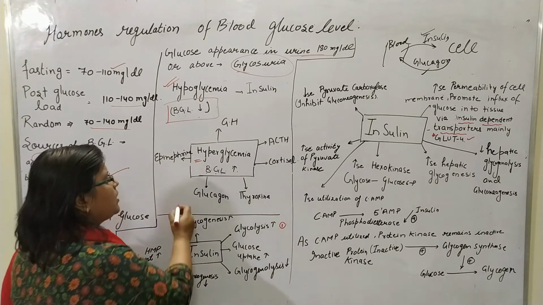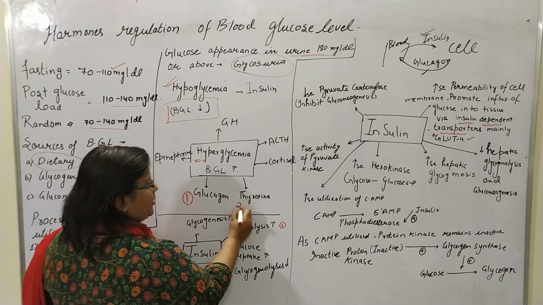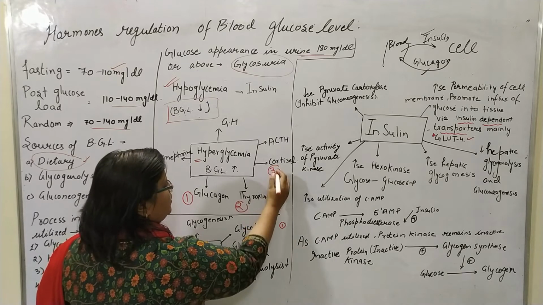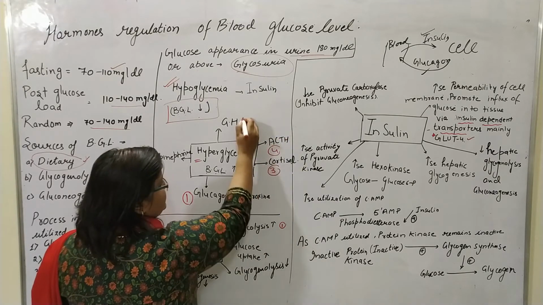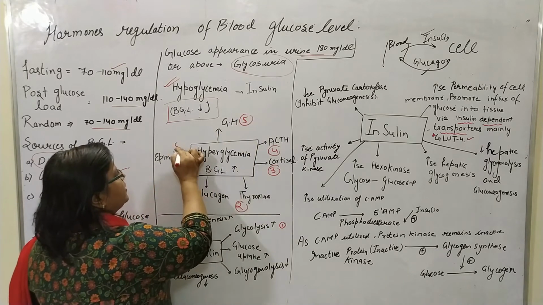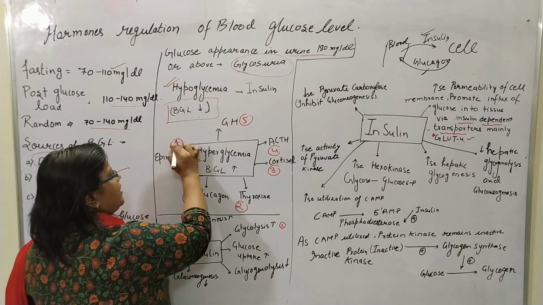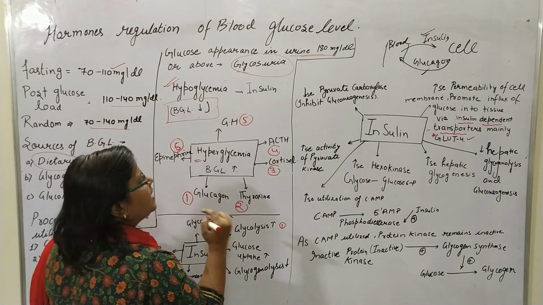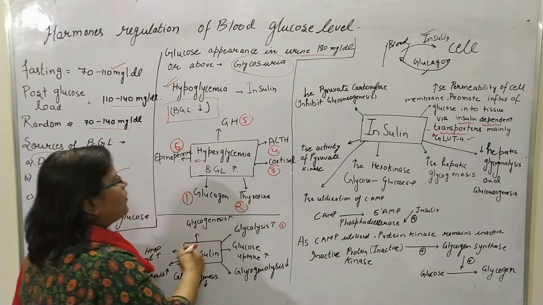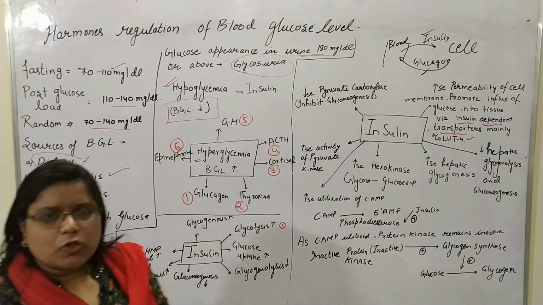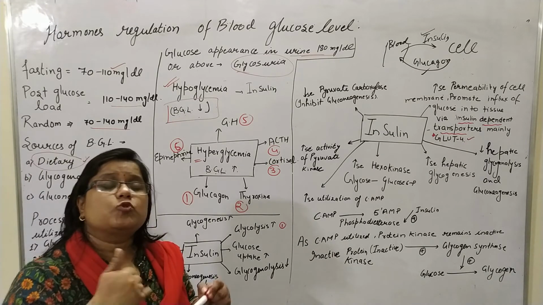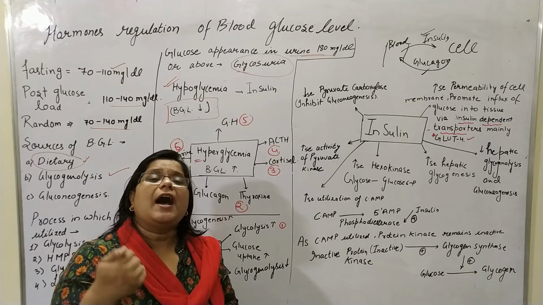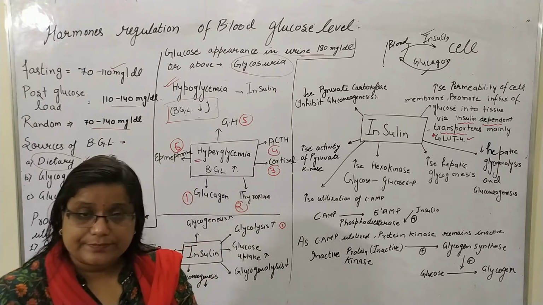First is glucagon. Second, thyroxine. Third, cortisol. Fourth, adrenocorticotropic hormone, ACTH. Fifth, growth hormone. Sixth, epinephrine. Here, insulin is the only hypoglycemic hormone, but there are many hormones which produce the hyperglycemic condition.